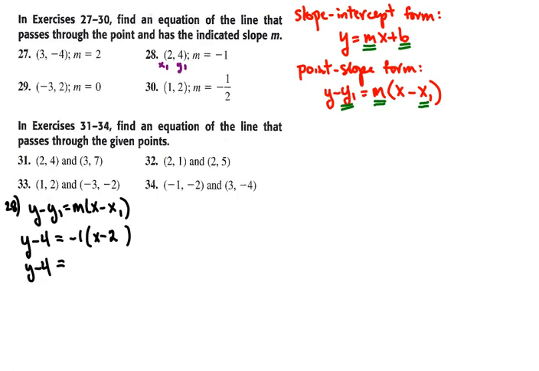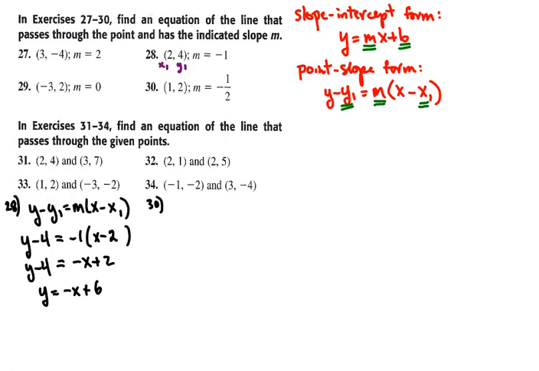We have y minus 4 on the left side, then -x plus 2 on the right side. If I add 4 to both sides, I end up with y is equal to -x plus 6. That is a line that has a slope of -1 and a y-intercept of +6.